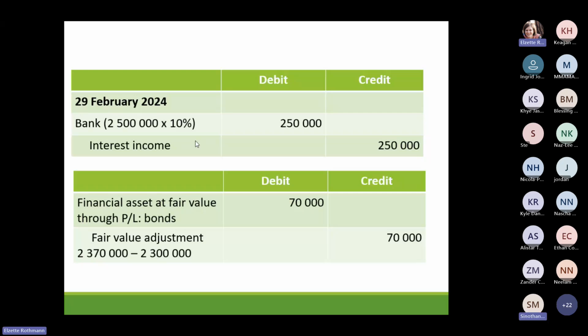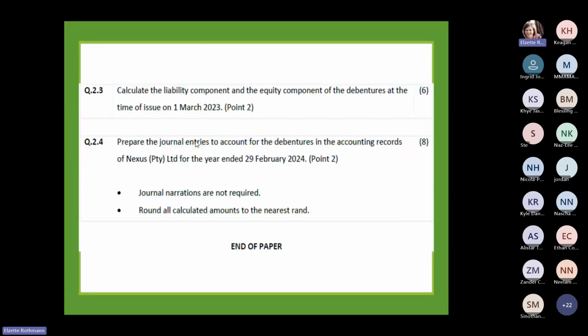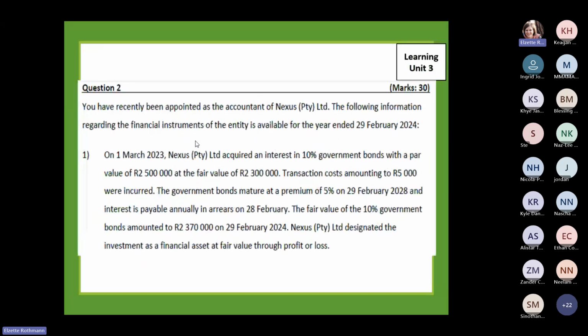Okay, then also on that date, they tell you there in the question, the fair value of the 10% government bonds amounted to 2,370,000 on the 29th of Feb 2024. Okay, so originally when they acquired the bonds, it was 2.3 million. And now the fair value changed to 2,370,000. So meaning we have a fair value adjustment.